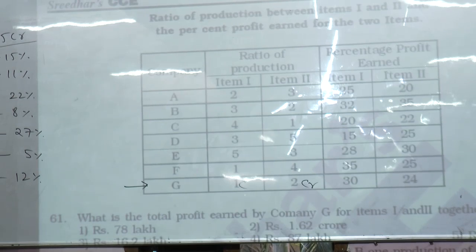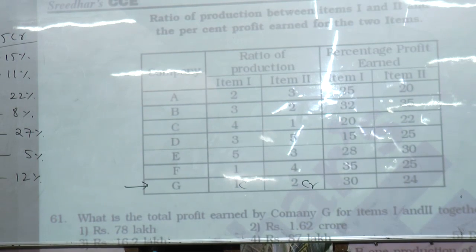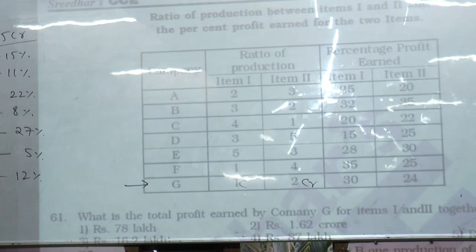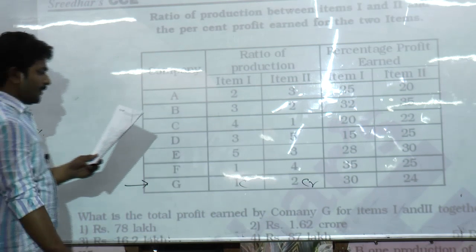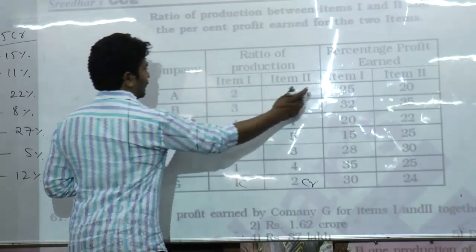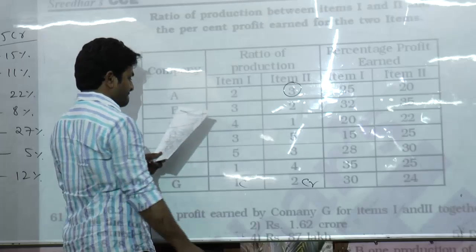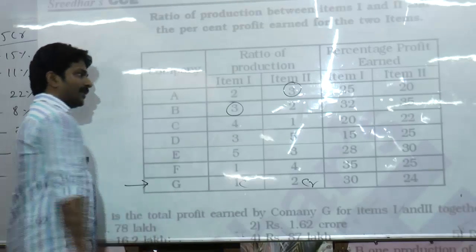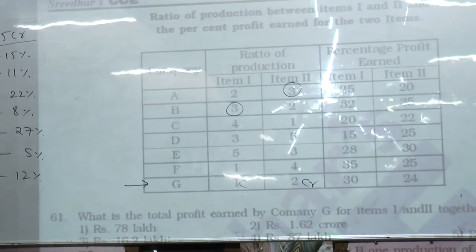Next, 62. What is the total of the profit earned by company B on production of item 1 and the profit earned by company A on the production of item 2? Company A, item 2, company B, item 1. We are just asked about profit in terms of lakhs.